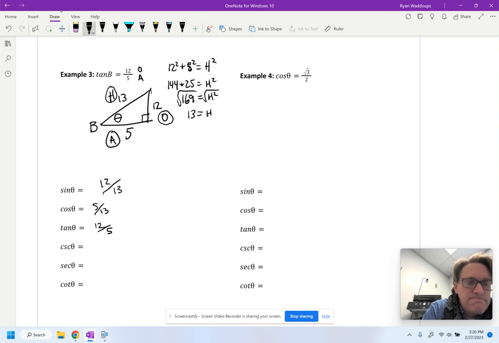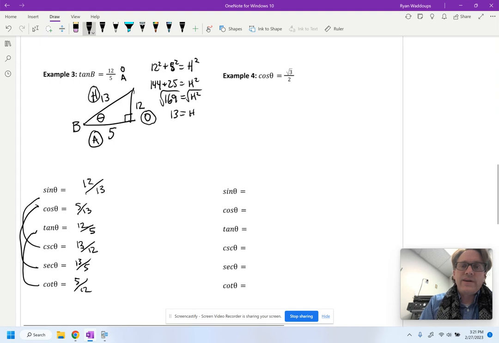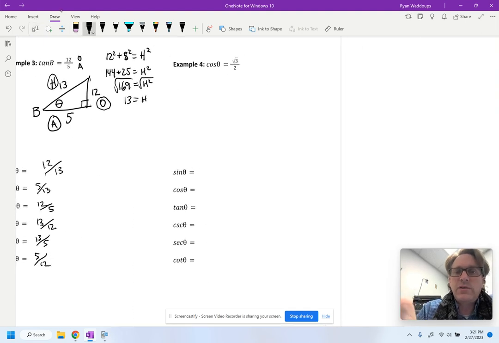Tangent, O over A, we were given that, that's 12 over 5. The cosecant is 13 over 12. The secant is 13 over 5. And the cotangent is 5 over 12. All right, and then finally, example 4, we got the cosine of theta equals square root of 3 over 2.